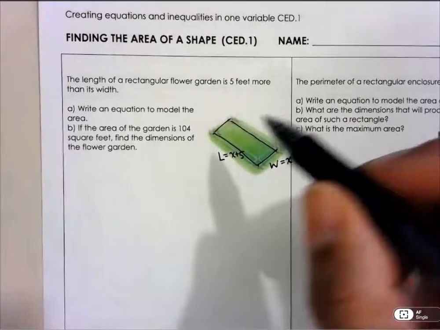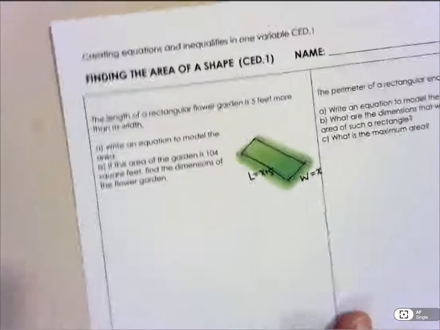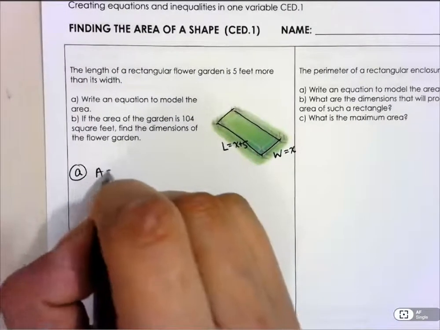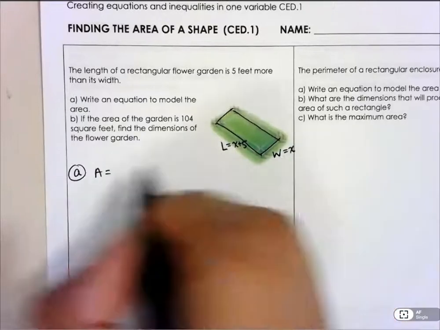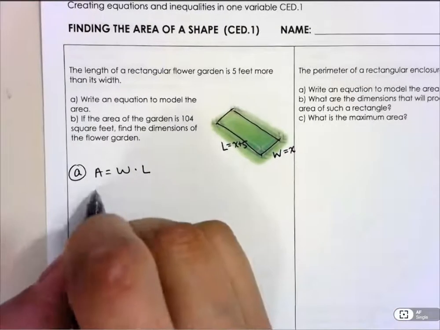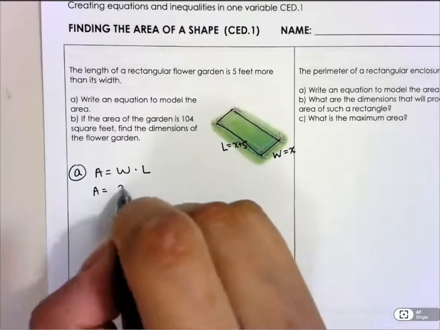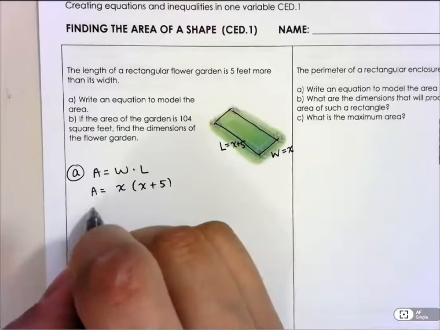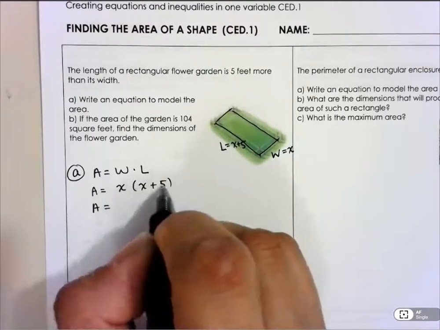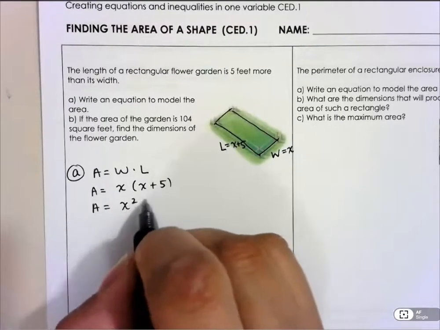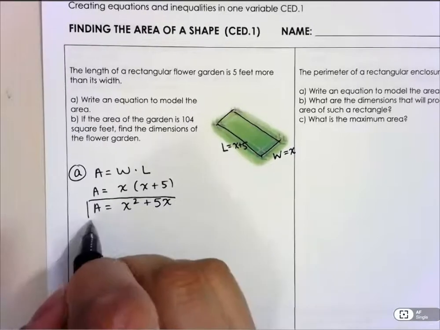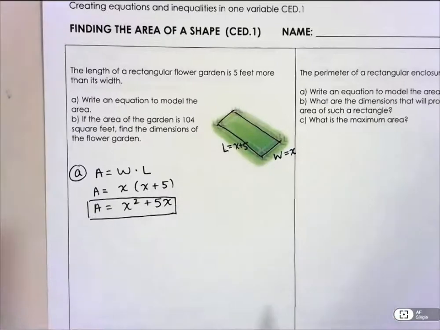We need to write an equation that models the area. Well, how do we find the area of a rectangle? Well, area is going to be length times width, or width times length. We're saying that the width is x and that the length is x plus 5. So the area is going to be, if we distribute the x, x squared plus 5x, with x being the width.